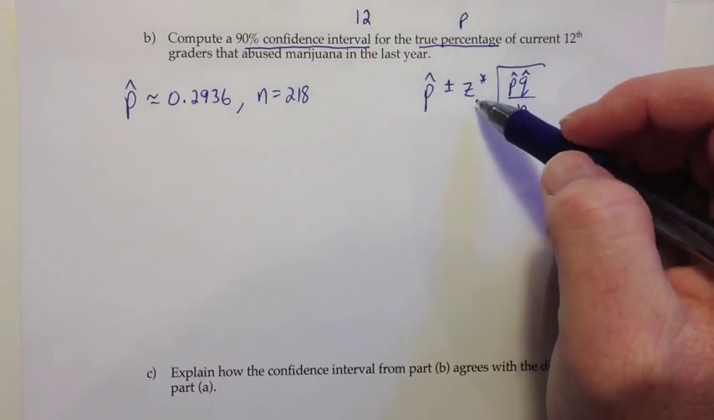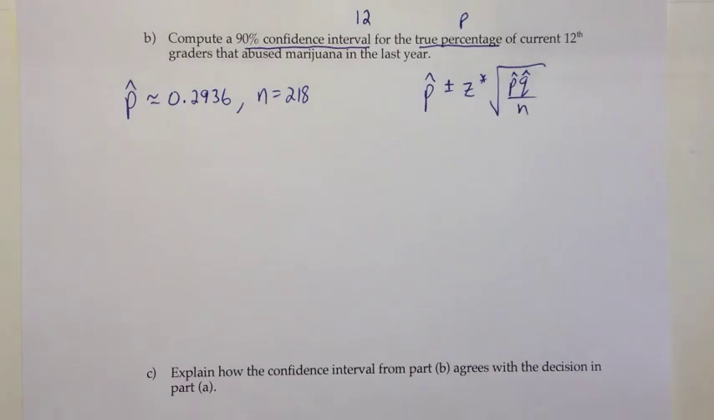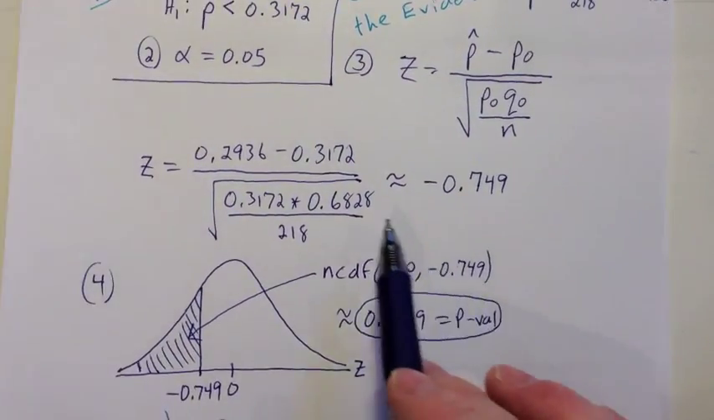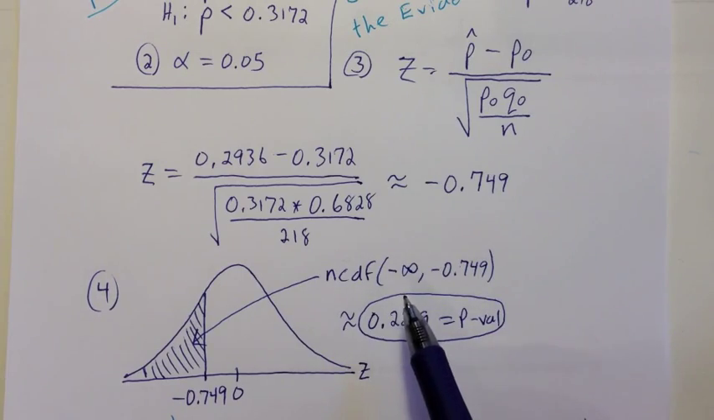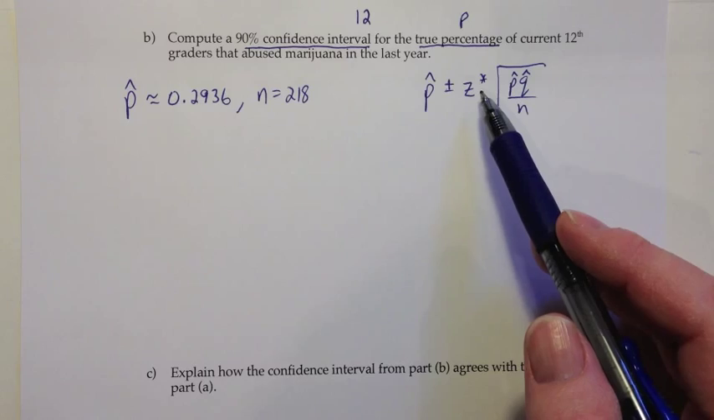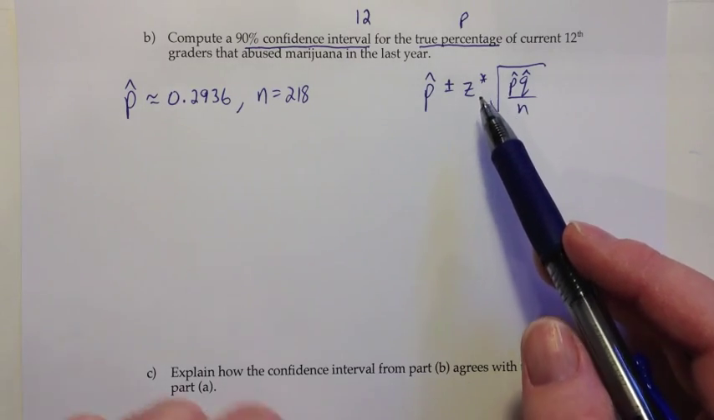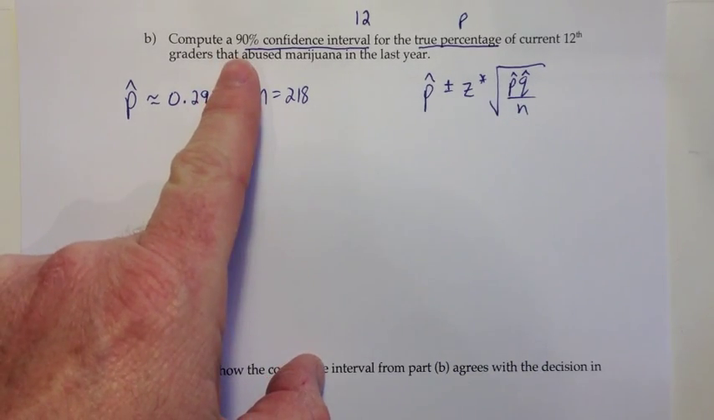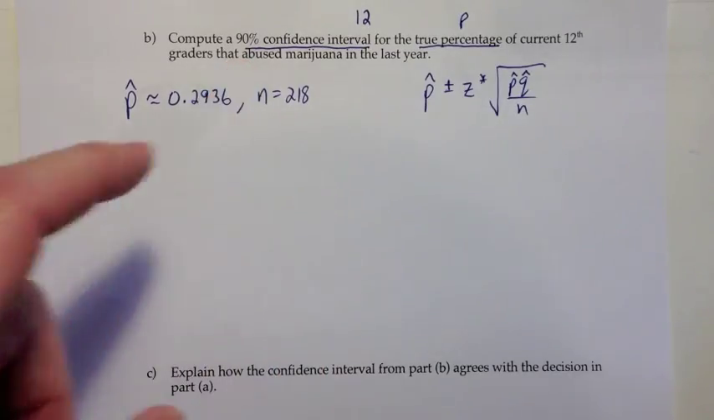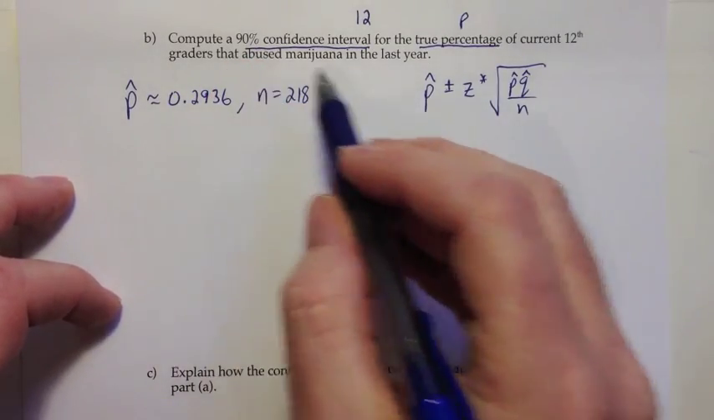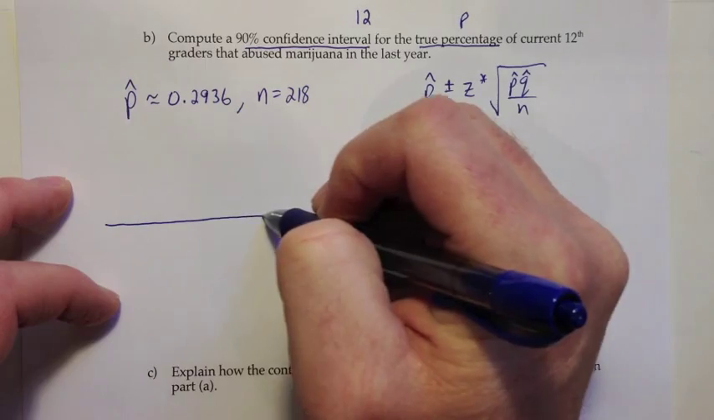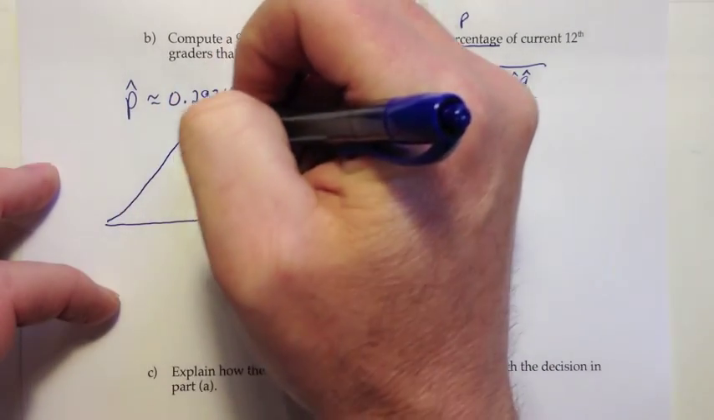There's a temptation on people's part sometimes when they've just done a hypothesis test to grab the z-score off of that hypothesis test and use that here. But remember that when we label this as z star, we're saying we need the z-score that goes with this confidence level of 90%. So we have to make sure that that is tied to the confidence level. So I'll draw a quick picture.